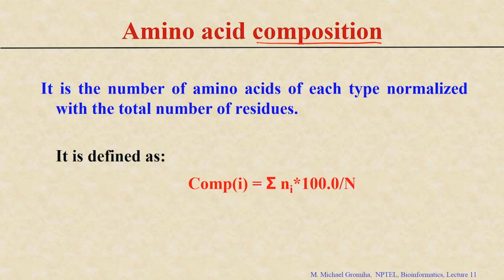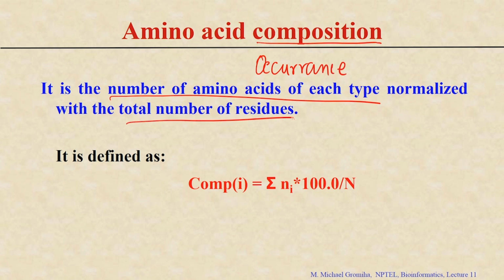Essentially, the number of amino acids of each type is called occurrence, and it is divided by the total number of residues n. So, we can define amino acid composition as composition of I equal to sigma n of I into 100 divided by n. Here n of I means for each type I you count how many times it occurs. If you multiply by 100 you get the percentage, divided by n, for any specific residue I.